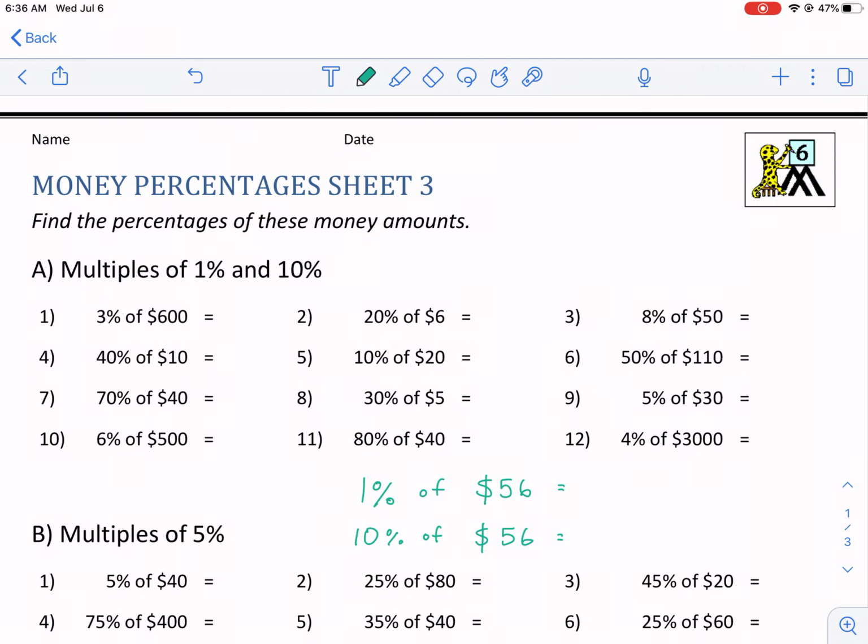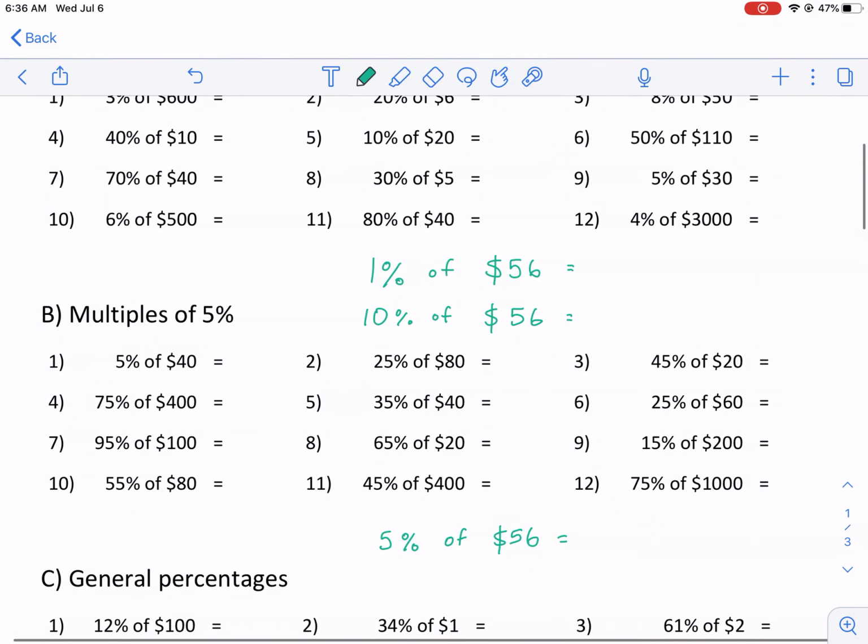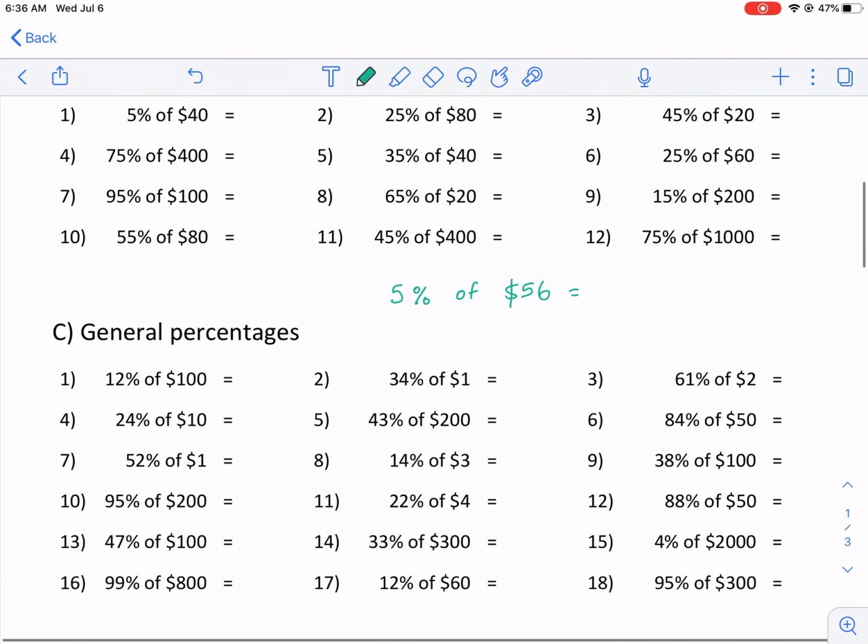This, of course, is from Math-Salamanders.com. One thing you'll know is this worksheet is super useful. You'll use stuff like this all the time in your life, not just in school, especially if you go to a restaurant, stuff like that, okay?